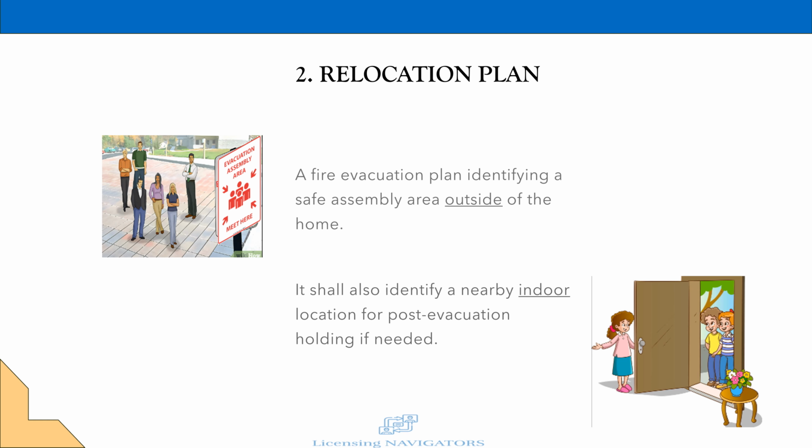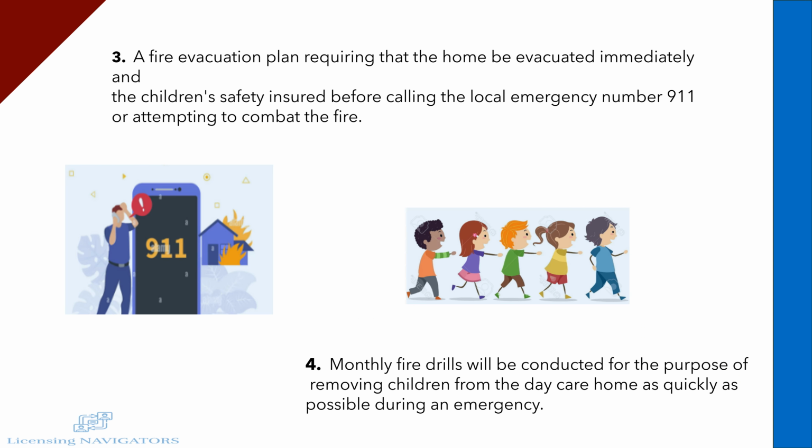The plan must identify a safe assembly area outside of the home. It should also identify a nearby indoor location for post-evacuation holding if needed. Additionally, your fire evacuation plan should indicate that the home will be evacuated immediately and the children's safety will be ensured before you call 911 or attempt to combat the fire.